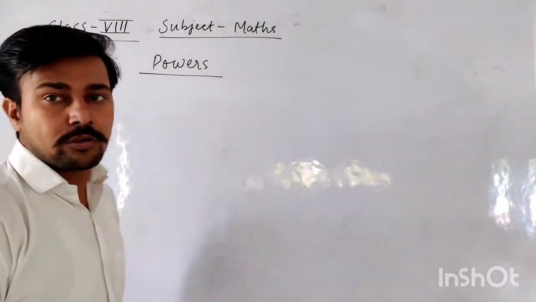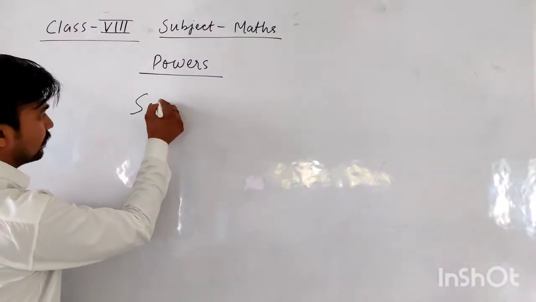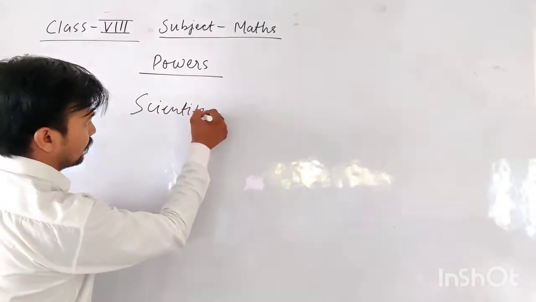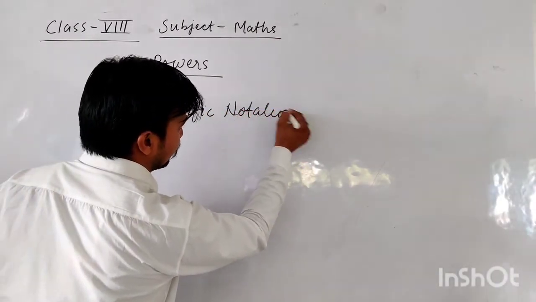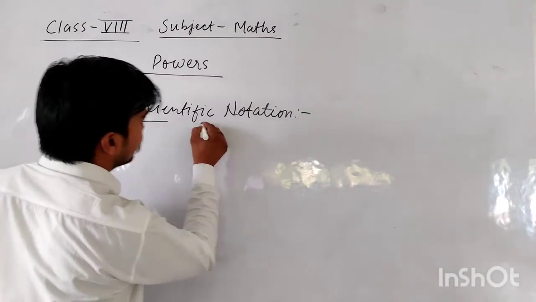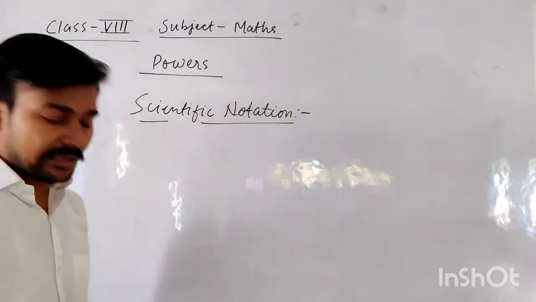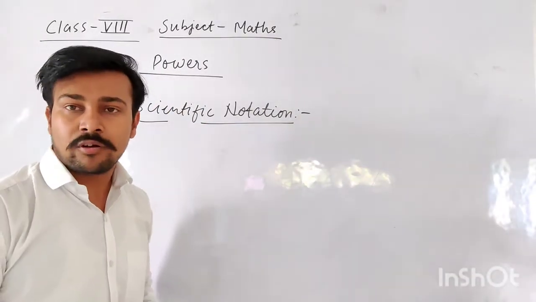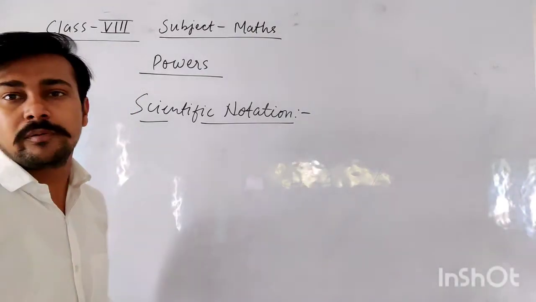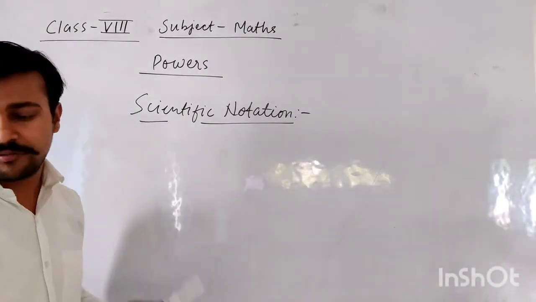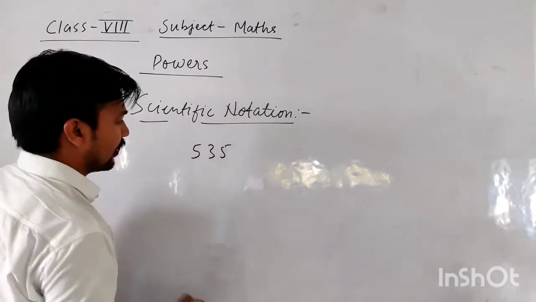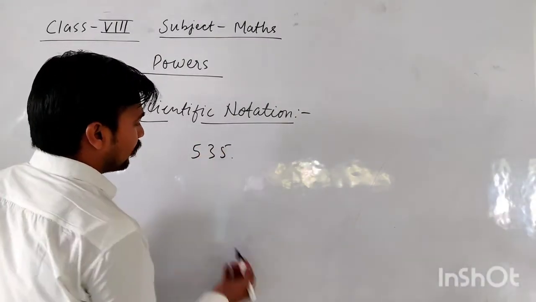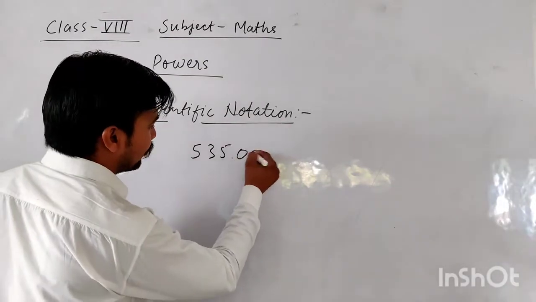Now we are going to talk about scientific notation. In scientific notation, we have to represent any number as a power of tens. So let us see how we are going to represent any number as a power of tens. Let us see an example, 535. As we all know, there is always a point and a 0 after it.